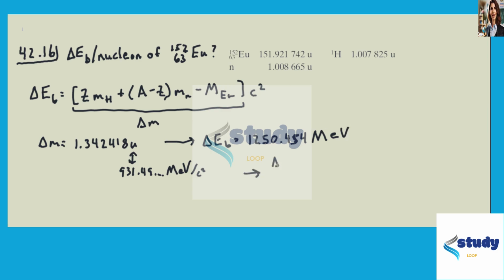And so the binding energy per nucleon, we just take this and divide it by the number of nucleons, which is the mass number, and we get 8.23 mega electron volts.